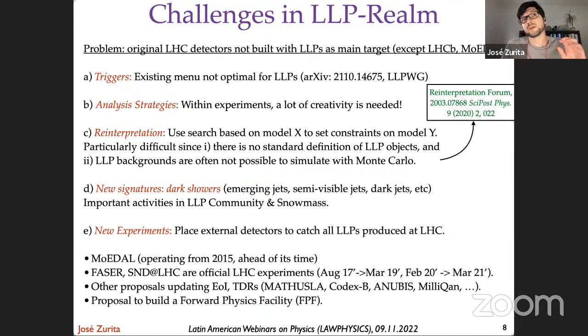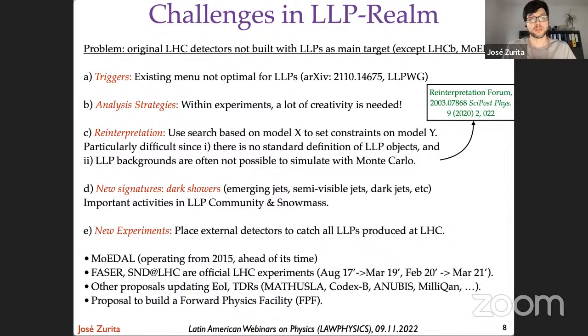And sometimes the triggers work for the model with LLPs that you have in mind, and sometimes the triggers are highly suboptimal for what you are trying to achieve. And this is why the LLP working group wrote this. I'm going to tell you about the LLP working group in 2 or 3 slides. Wrote this document, essentially trying to explore trigger opportunities that could be deployed in the next LHC run aiming at LLPs.